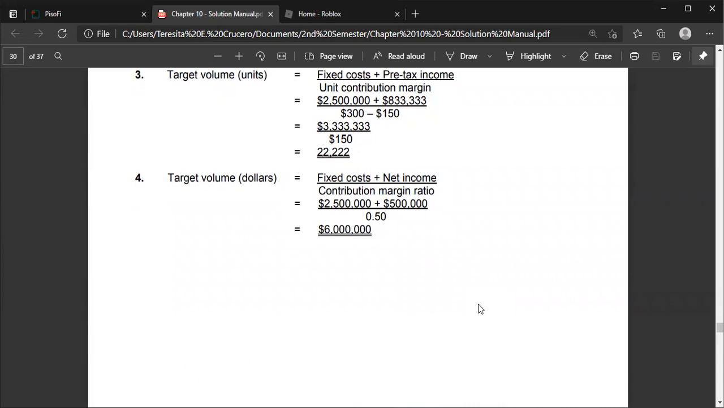Okay, now we skip 10-13. We will take this up together with the differential costing. Now we have 10-15R. This is a comprehensive review problem involving break-even point, absorption, and variable analysis.